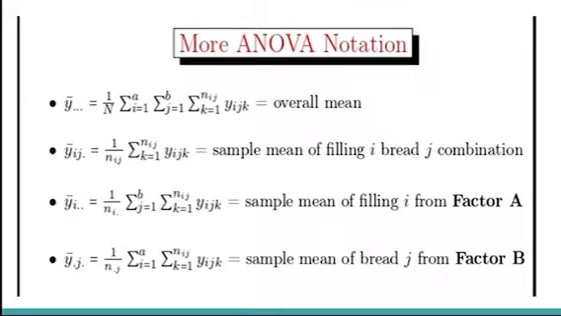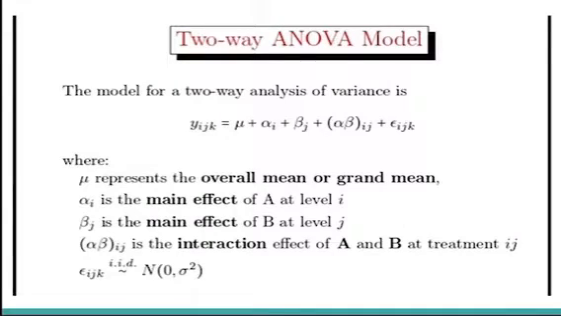Y bar dot j dot. That's the sample mean for bread j. So take a look at that. We want to go into a model. I'm presenting to you the two-way analysis of variance model.